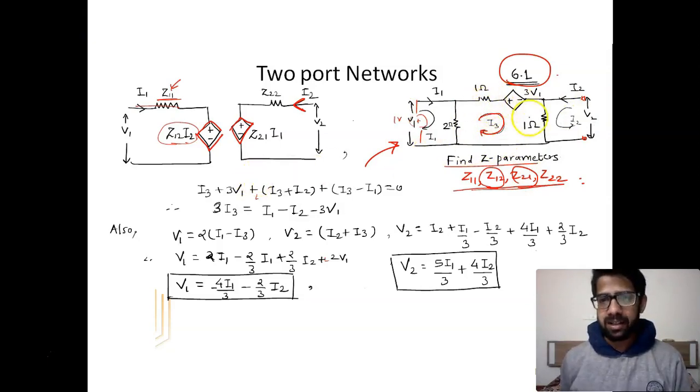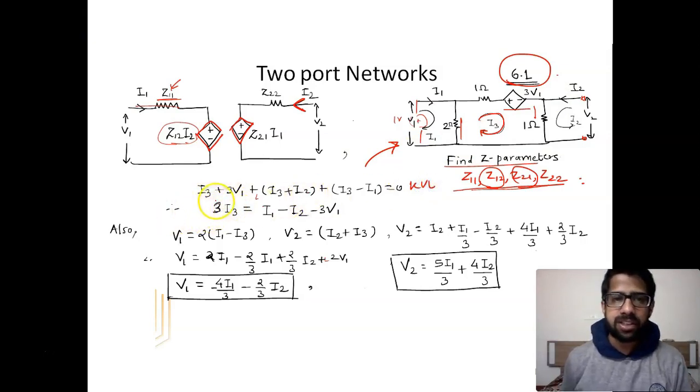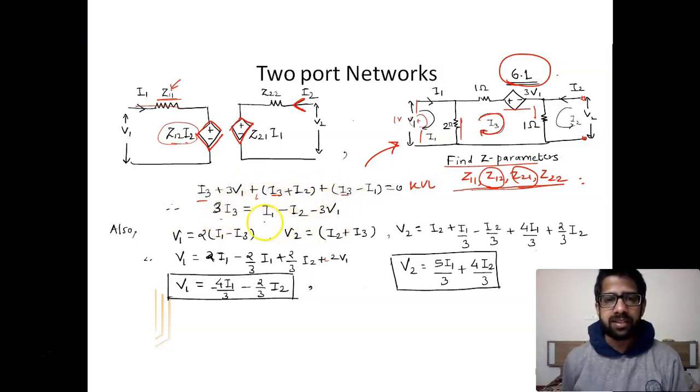Applying KVL in this particular branch gives me I3 into I1 plus 3V1 plus I3 plus I2. I3 and I2 are both going in this direction. So 1 into I3 plus I2 plus I3 minus I1 is equal to 0. So this is KVL. This is the equation. If I solve this equation, I get this I3 and this I3, 3I3, and all the other things taken on the right hand side, which gives I1 minus I2 minus 3V1.